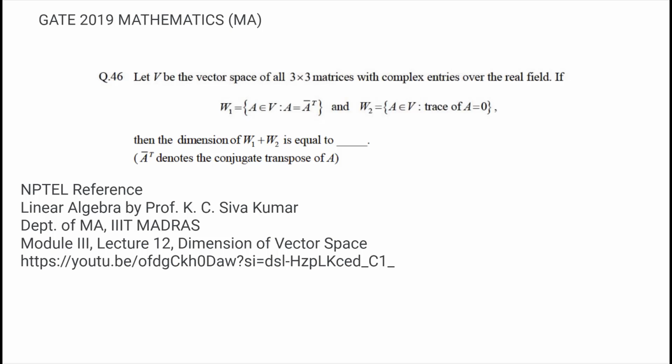Here it is given that A conjugate transpose denotes the conjugate transpose of A, which means we have to conjugate each element of the matrix A, then we have to take the transpose of the whole matrix. That is A conjugate transpose.